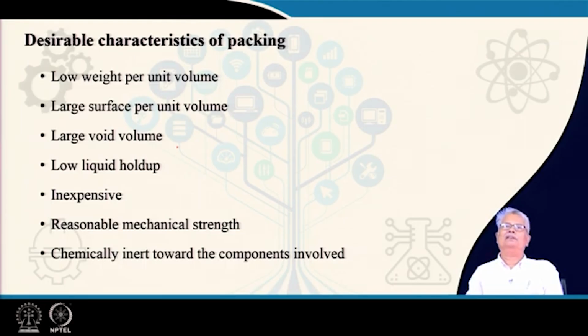You definitely require a large void volume in your packing, whichever type you choose. If you have that, your pressure drop is definitely going to be much less. The void volume can vary anywhere between 60, 65, even less than that, 58, maybe 60 in case of ceramic packings or stoneware packings, to roughly about 95% voided in case of metal packings.